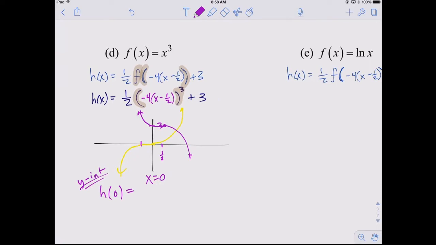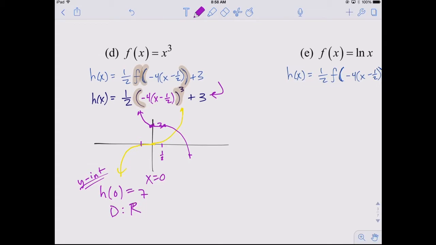So let's go ahead and plug in a 0 into this line right here. You're going to get 0 minus -1/2, which is -1/2. -1/2 times -4 is positive 2. 2 cubed is 8. Half of 8 is 4. 4 plus 3 is 7. So the y-intercept is (0, 7). Okay, there you go. What's the domain of this graph?